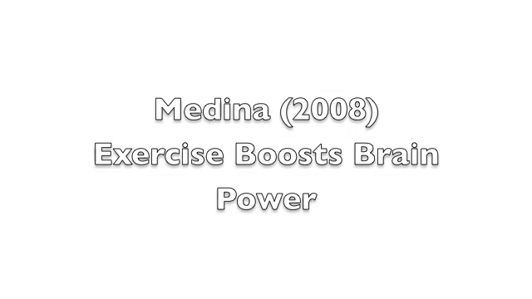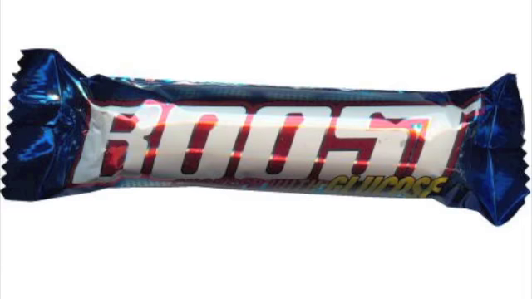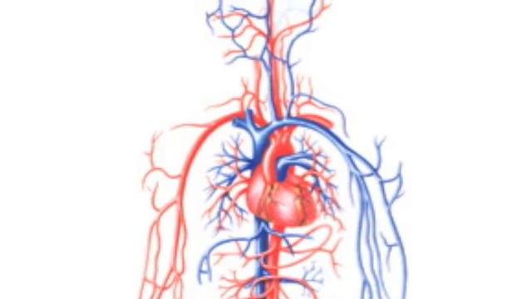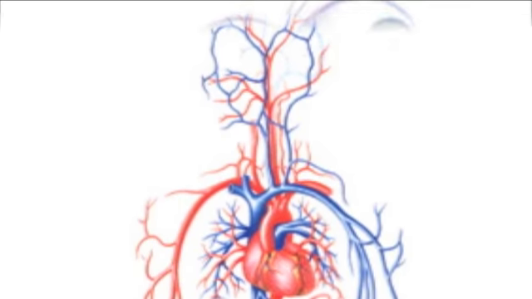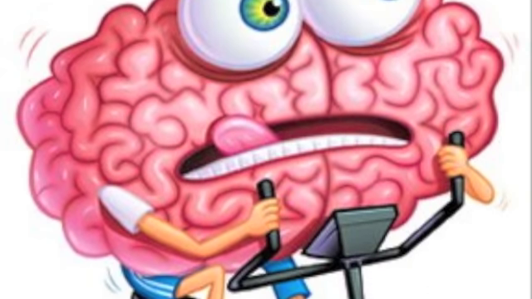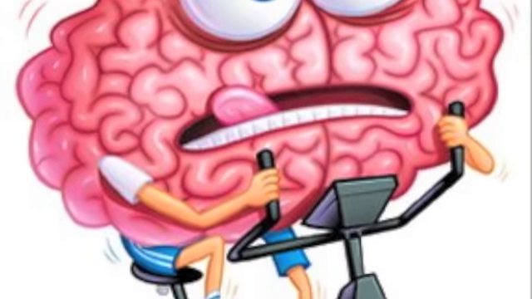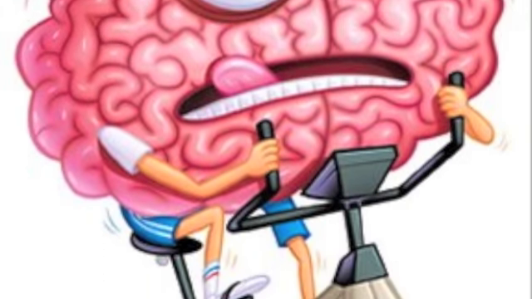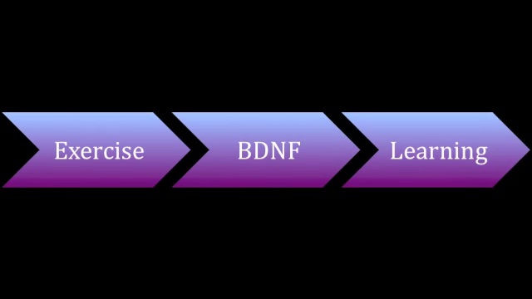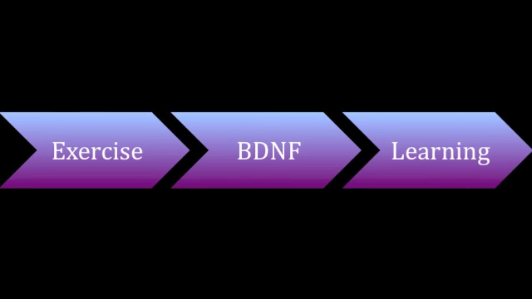This leads us into our understanding of exercise and its effects on learning and the brain. According to Medina in 2008, exercise boosts brain power by increasing the flow of blood to the brain, which increases your ability to think. Exercise also stimulates BDNF, or brain-derived neurotrophic factor. This acts as a fertilizer for your brain, allowing for new cell formation in the brain. More exercise equals more BDNF, which equals more of an ability to learn.